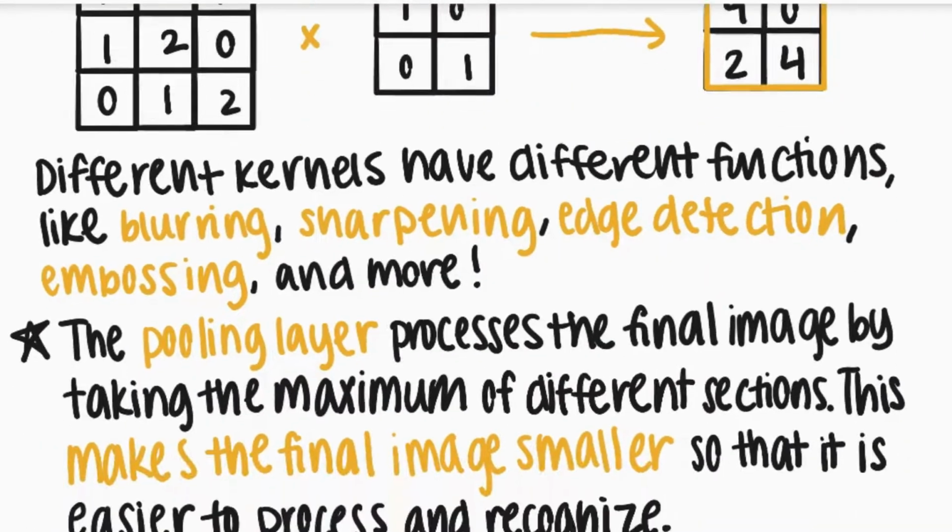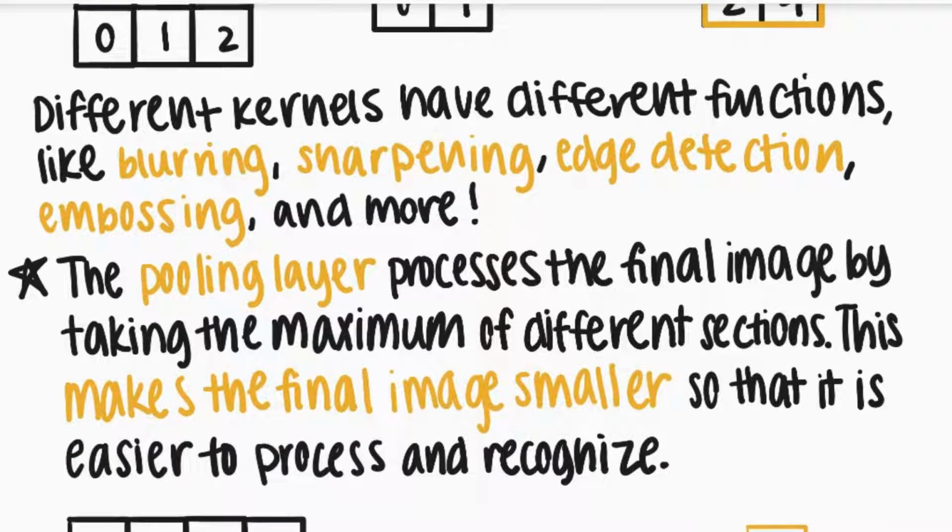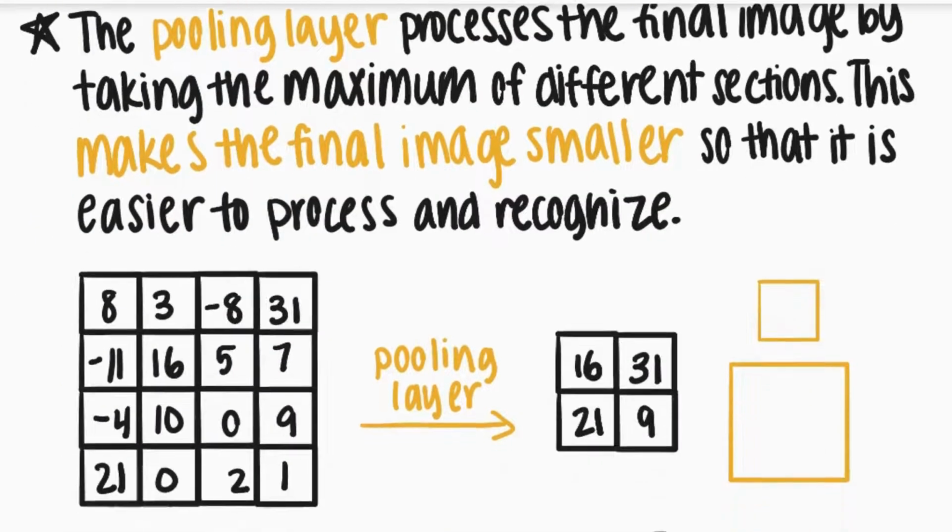Then we have the pooling layer, which processes our final image, and it does so by taking the maximum of different sections of a resulting matrix. So basically, we're going to try to make the final image smaller, so that a smaller matrix is easier to process and recognize. So let's take a look here. We're going to have this 4x4 matrix as an example, and then we're going to apply our pooling layer to reduce it to this 2x2 matrix.